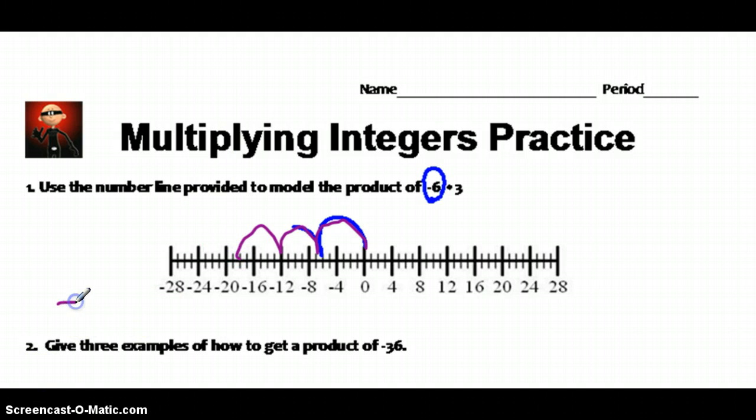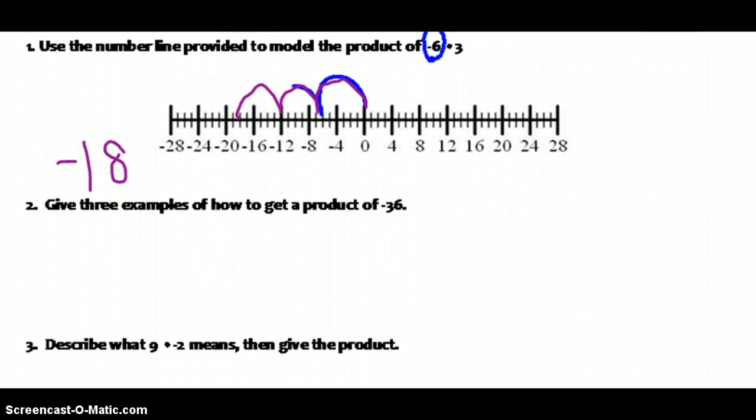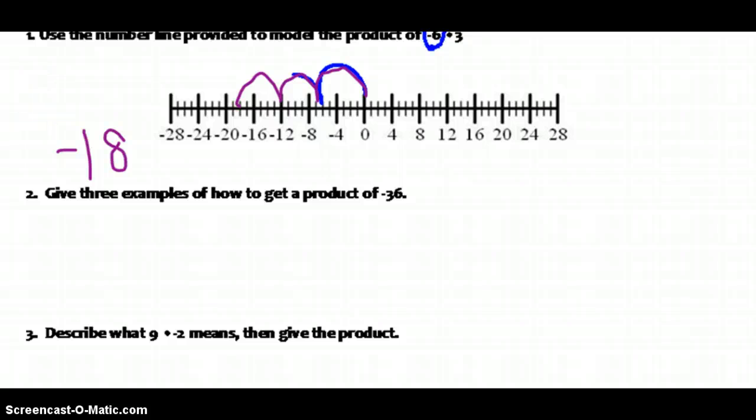That will give us an answer of negative 18. Question 2 says to give 3 examples of how to get a product of negative 36. So we need to think of 3 different ways to get that same answer. The way you can do this is by taking 9 times negative 4, negative 4 times 9, or 12 times negative 3. Those are just 3 examples that would work, having 1 negative times 1 positive.